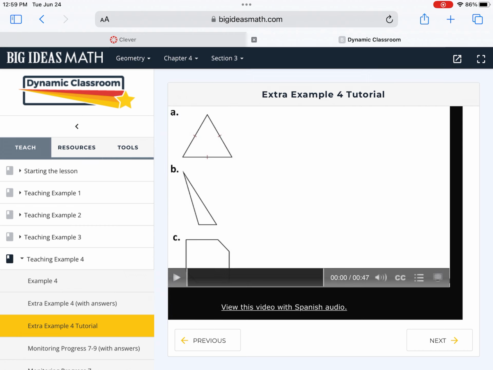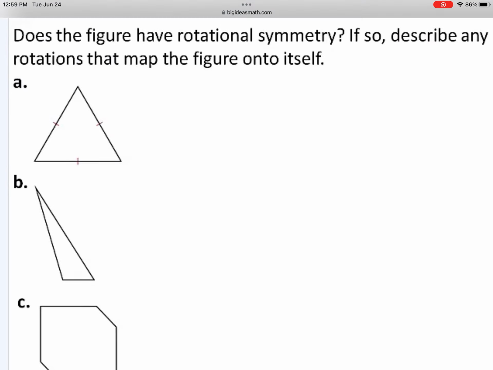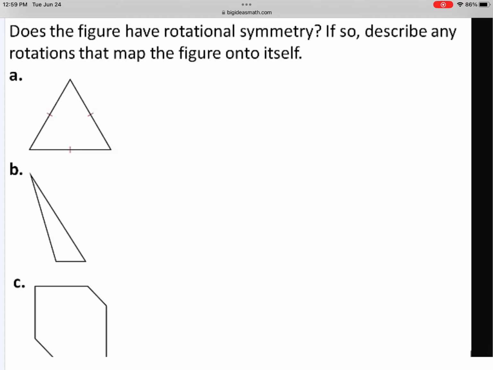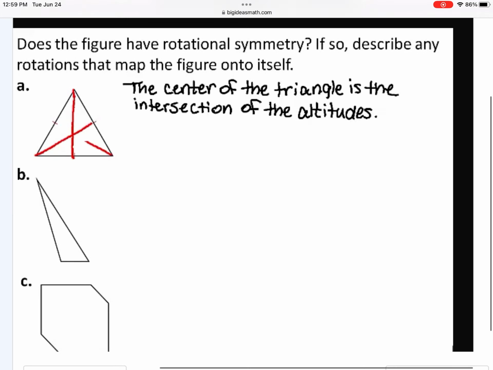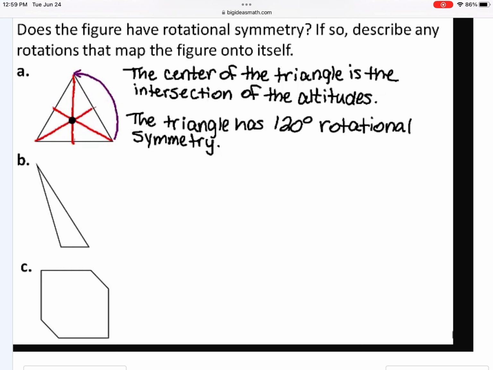Does the figure have rotational symmetry? If so, describe any rotations that map the figure onto itself. Part A. The center of the triangle is the intersection of its altitudes. Notice that a rotation of 120 degrees about the center maps the triangle onto itself. So the triangle has 120-degree rotational symmetry.